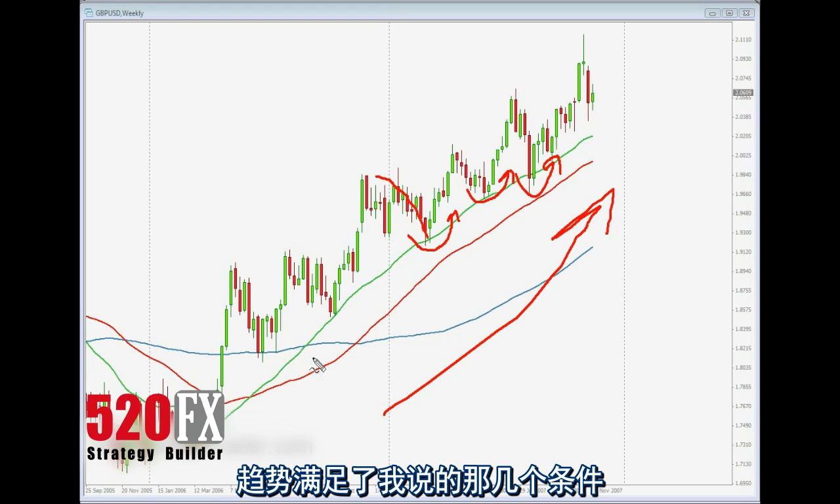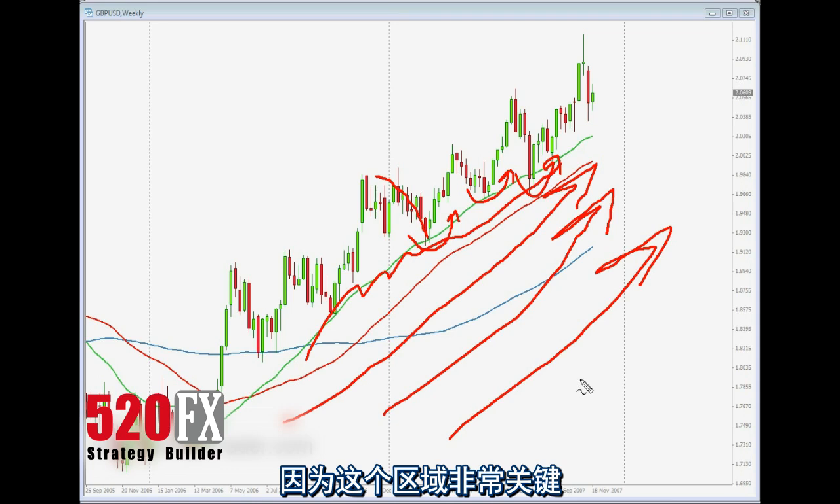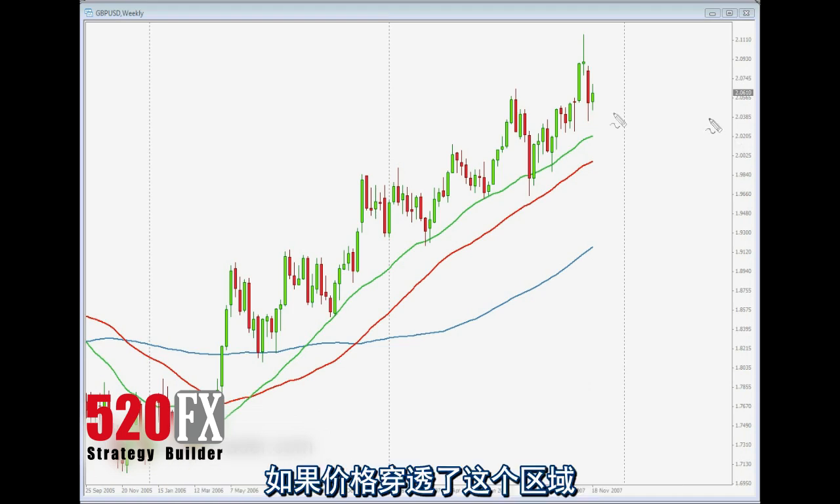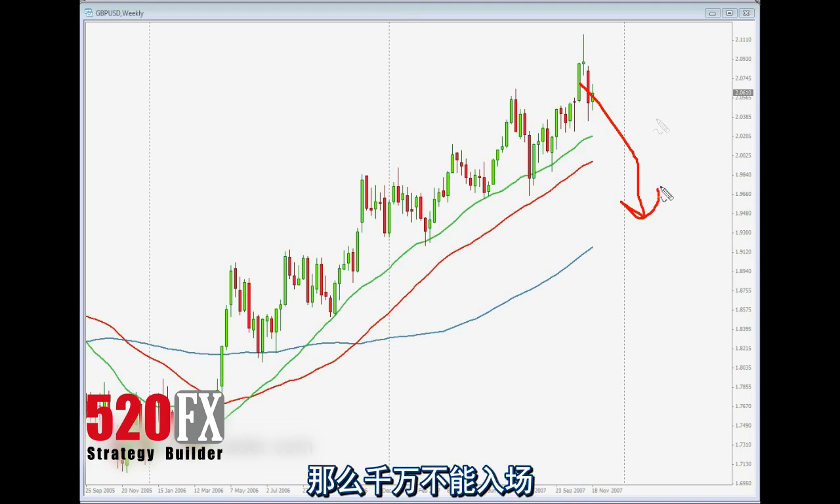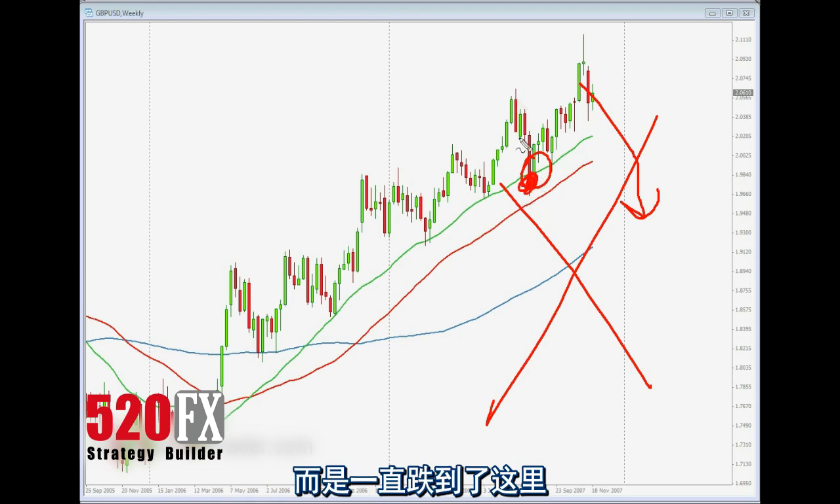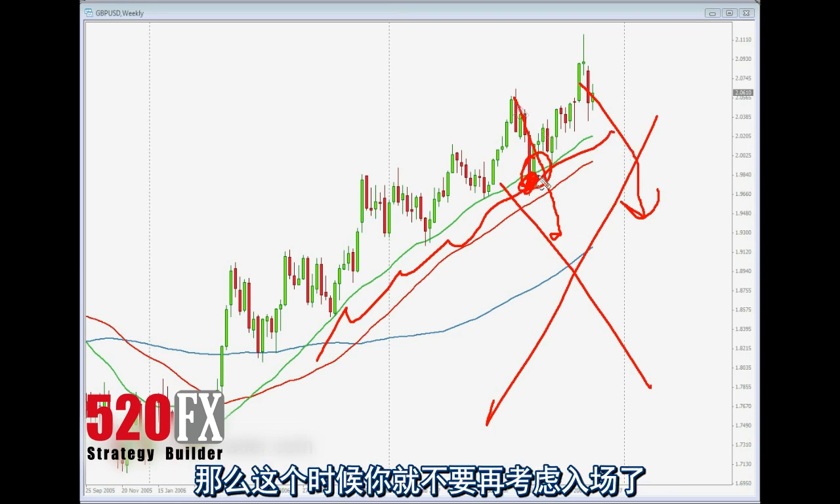So, like I say, keep an eye on the dynamic area of support when you see a trending scenario as per my moving average conditions, because that's a very strong area. It's an area that price is bound to react off, either to breach it, and if it breaches through, then you know you don't want to search for long entries anymore. Let's say this retracement didn't stop here, but instead went all the way down here. That means the dynamic area of support was not strong enough to hold the retracement, and therefore you don't want to be searching for long entries anymore.